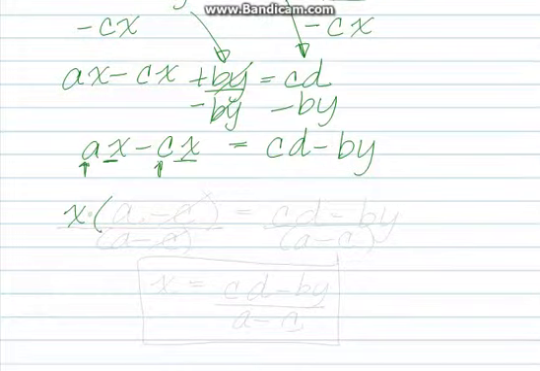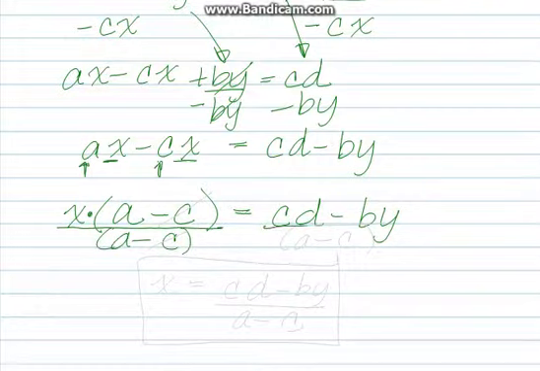X times what gets me ax, that would be an a. X times what gets me cx, that would be c. This is equal to cd minus by. So again, x being multiplied by the a minus c, so to undo that, we'll divide by a minus c on both sides of the equation. So then we end up that x is equal to cd minus by over a minus c.